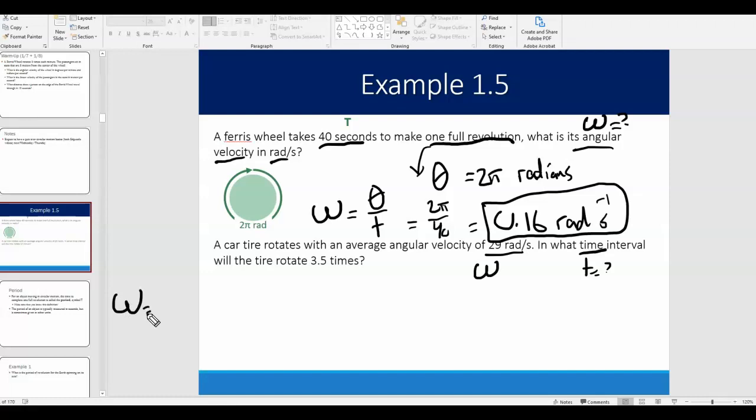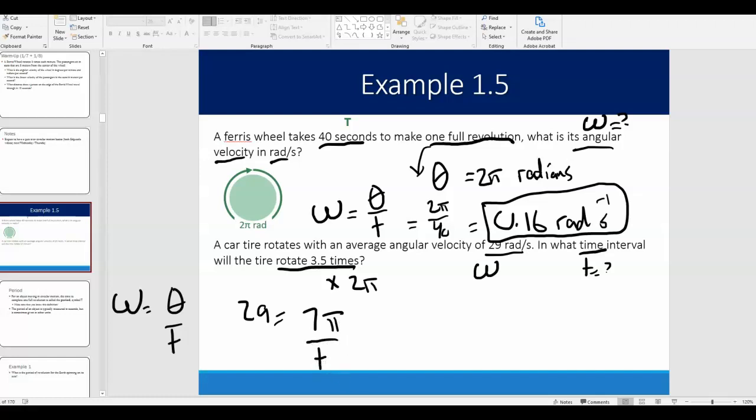Okay, this problem is basically using the exact same equation, except now we're asked to find t. We're given omega is 29 radians per second, and if it rotates 3.5 times, remember each of those rotations is 2 pi radians. So to find theta in radians, we take 3.5 rotations and multiply by 2 pi radians. That gives us 7 pi radians.